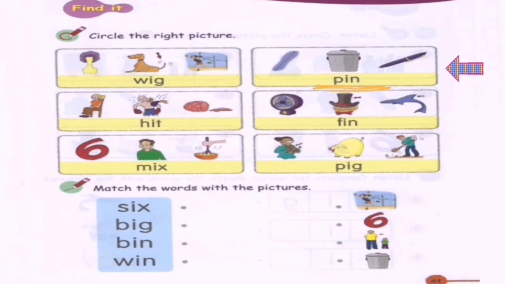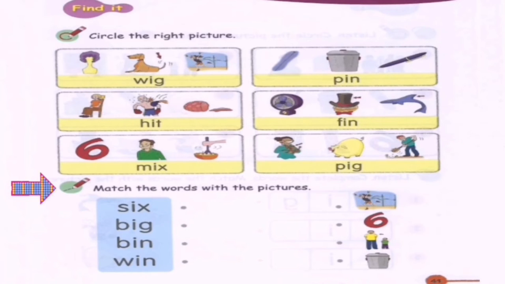And for this box, the word is f-in-fin. The word is fin. Now, circle the picture fin. And for our last box, the word is p-ig, pig. Now, circle the pig.